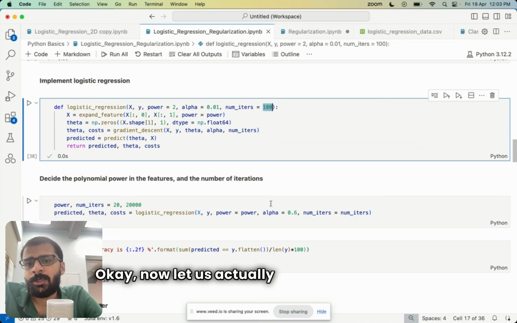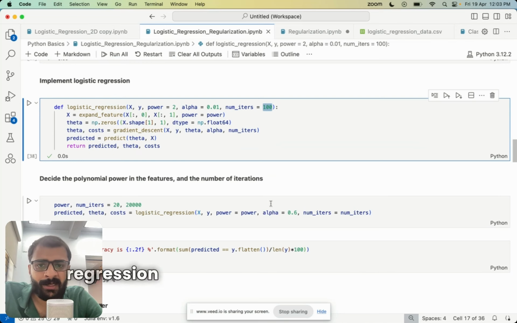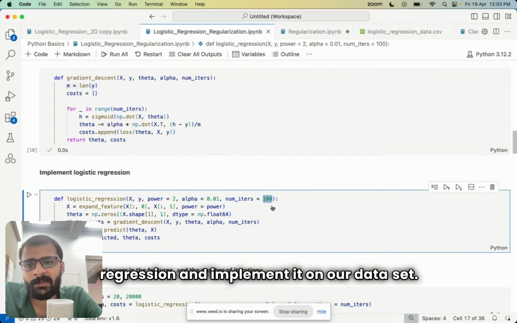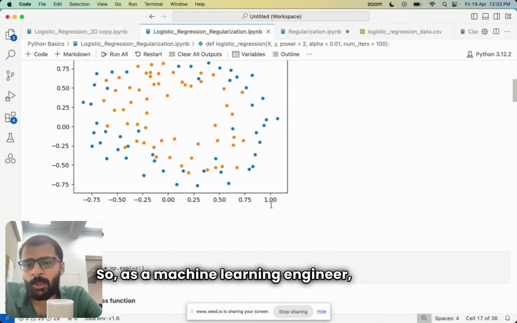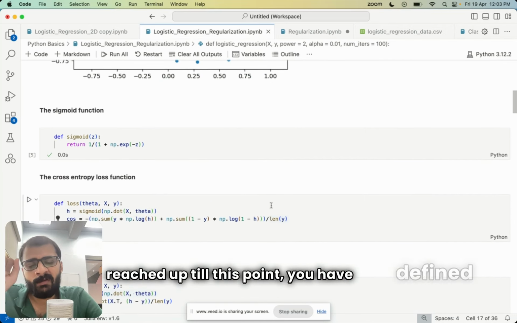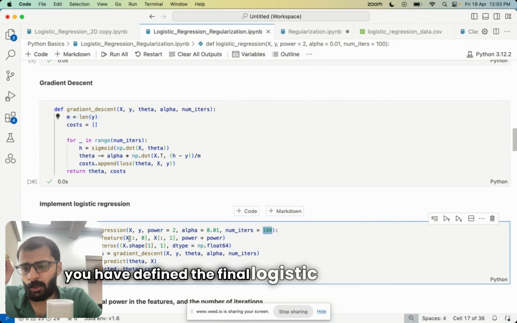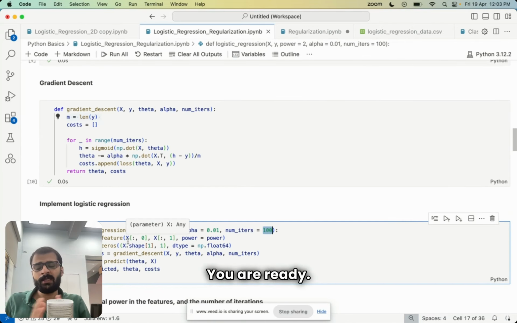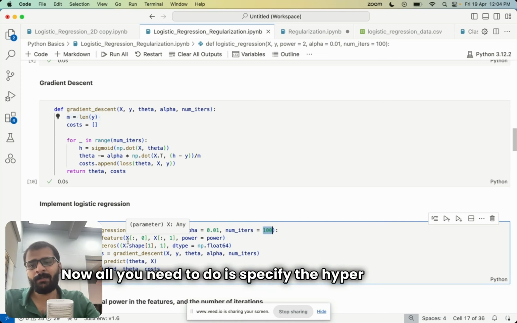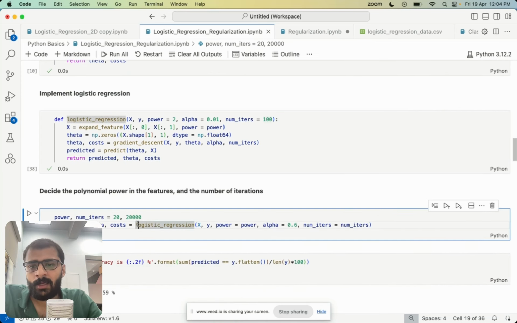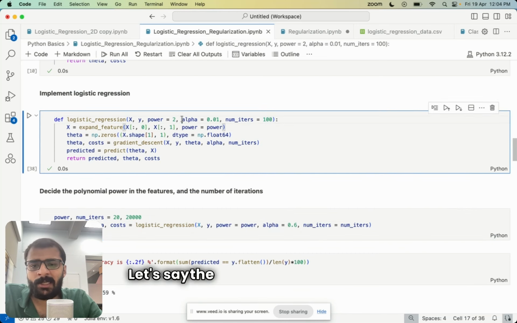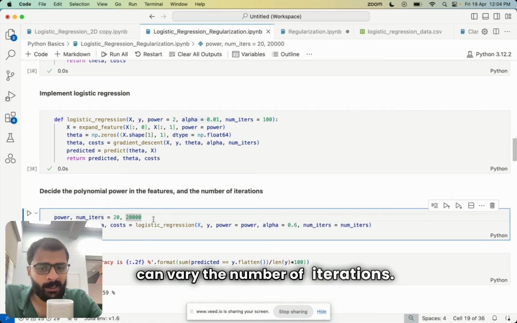Okay, now let us actually perform this logistic regression and implement it on our data set. So as a machine learning engineer, you have reached up till this point. You have defined the features, or you have defined a function. You have defined the final logistic regression function. You are ready. Now all you need to do is specify the hyperparameters. Let's say the learning rate is fixed for now at 0.01, which means that there are two other hyperparameters which you can vary. You can vary the power and you can vary the number of iterations.